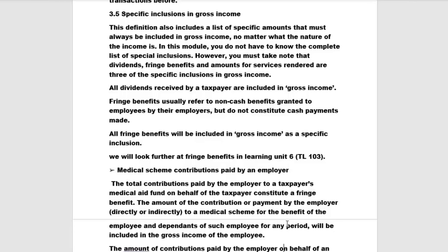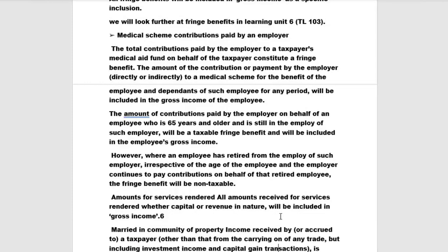Okay, let me just go down. The amount of the contributions or payment by the employer directly or indirectly to a medical scheme for the benefit of the employee, dependents of such employee for any period, will be included in the gross income of the employee. That has been explained. And the amount of the contribution paid by the employer on behalf of the employee who's 65 years of age or older and is still in the employ of such an employer will be a taxable fringe benefit that will be included in the employee's gross income.